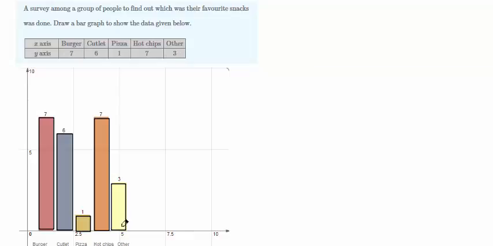And then you would expect the height of the other bar to be exactly half the height of this cutlet bar, because this number 3 is exactly half of 6. That's how you draw a bar graph.